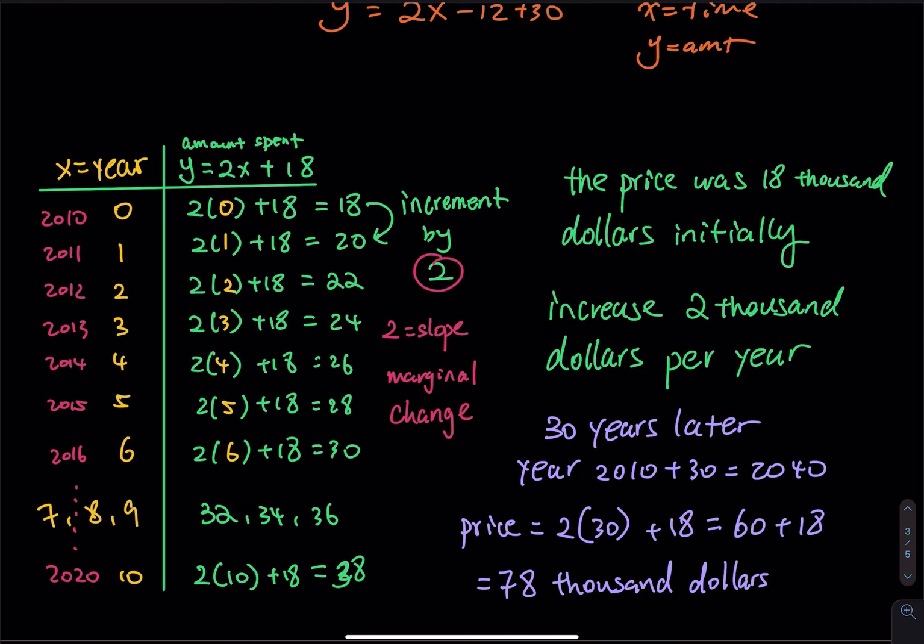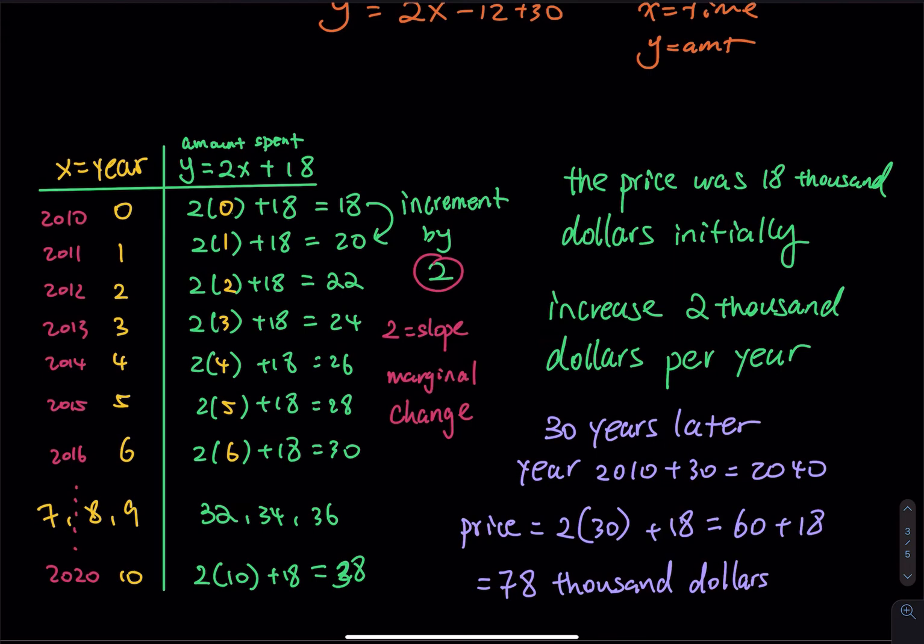So that means initially at year 2010, the average price to buy a car was $18,000. Again, the amount is in thousands. So it's not $18 to buy a car, it's $18,000 to buy a car. And then in 2011, when x equals 1, you plug 1 into the linear equation. So 2 times 1 plus 18 equals 20. In the next year, 2 times 2 plus 18 equals 22.